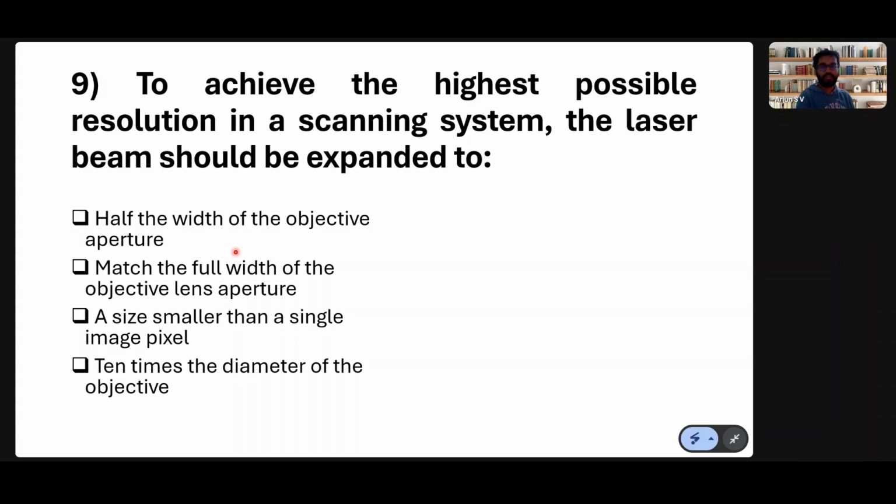Question number 9. To achieve the highest possible resolution in a scanning system, the laser beam should be expanded to what? And this also we saw in the recap. To achieve the highest possible resolution, the omega naught, which is the focal spot size, should be very small. And if the focal spot size should be very small, then the incoming beam width should be very large. The maximum size the incoming beam width can be is the size of the aperture itself. So the correct option here is option B: match the full width of the objective lens aperture.